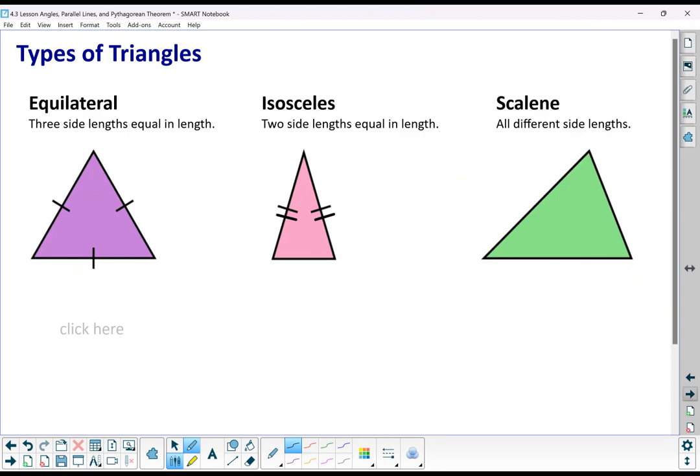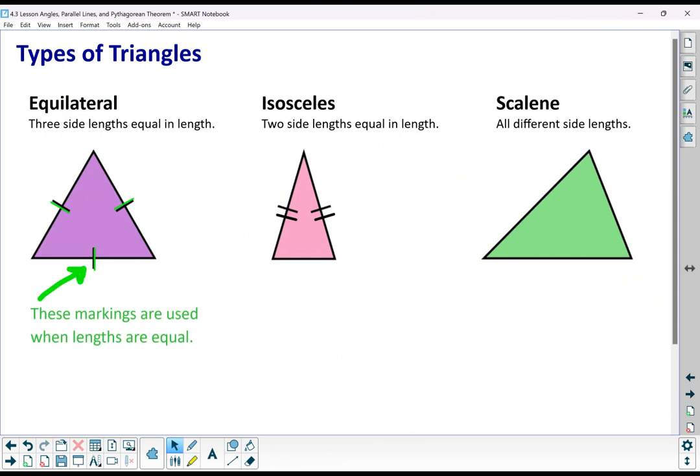We also wanted to review the types of triangles with you. An equilateral triangle is a triangle that has all three side lengths the same. And just as a reminder, these markings are used when lengths are equal. An isosceles triangle is a triangle in which two of the side lengths are equal, and if none of the side lengths are equal, it's called a scalene triangle.